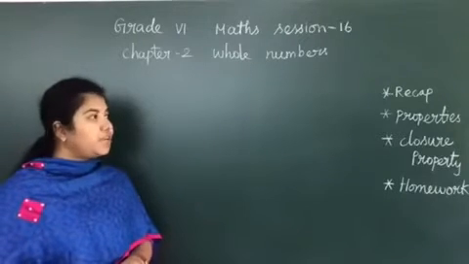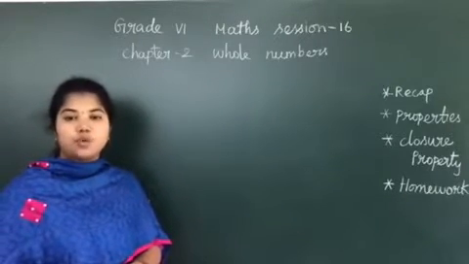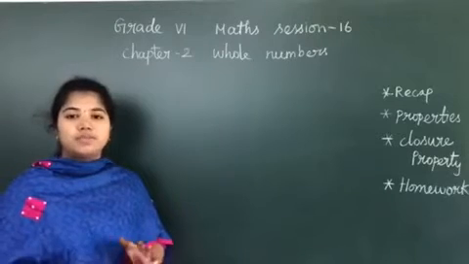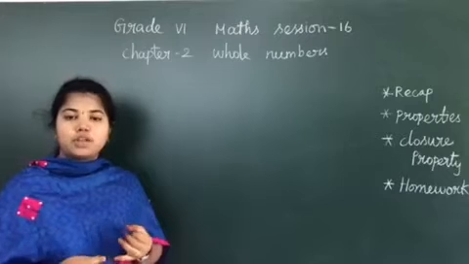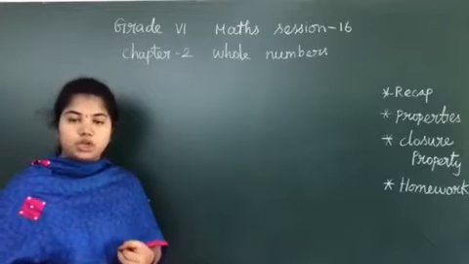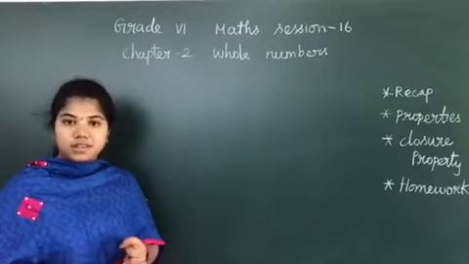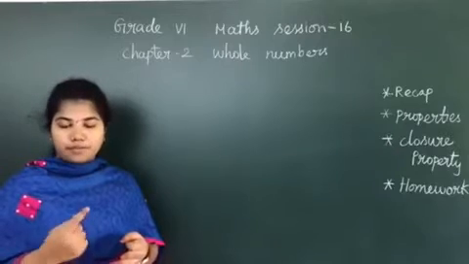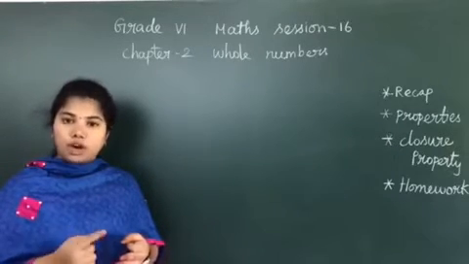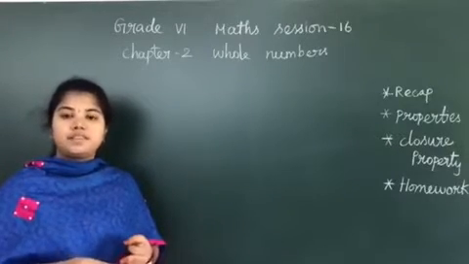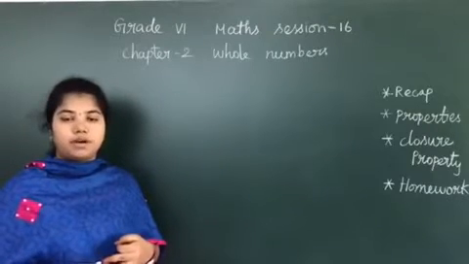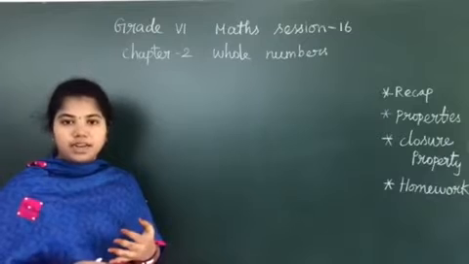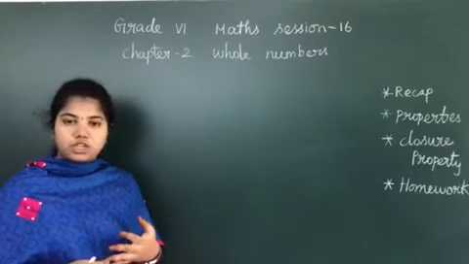Up to session 15 we have completed exercise 2.1. What are the things we have discussed in 2.1? We have seen what is a whole number, what is the difference between whole number and natural number. We have seen successor. Successor means the number after, or you have to add 1 to the given number. Predecessor means the number before, or you have to subtract 1 from the given number. And we have seen number line, right? Addition in number line and subtraction in number line.